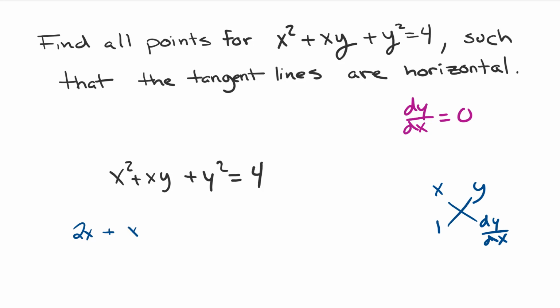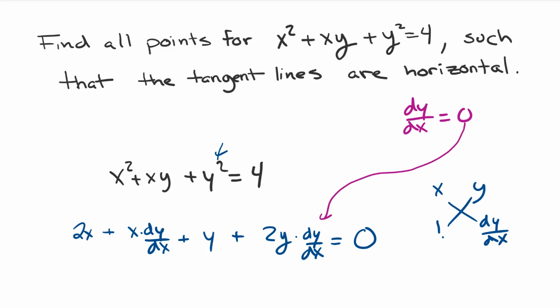So what do we get? x times dy/dx plus 1 times y, or y. Next we move to the y squared. The 2 falls to the front, so we get 2y times dy/dx, equal to the derivative of 4, which is 0. As I said before, if we're looking for horizontal tangent lines, that means dy/dx is equal to 0. So these are just going to go away, and the only thing we're left with is 2x plus y is equal to 0.